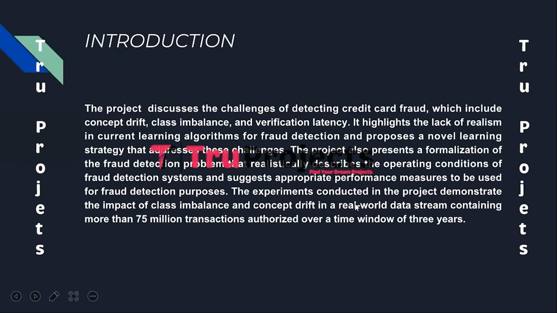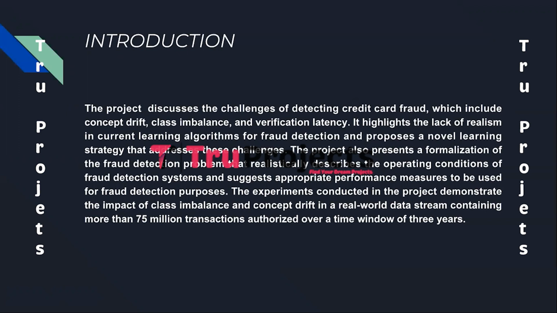In this video, we are going to explain a project titled Credit Card Fraud Detection, a realistic modeling and a novel learning strategy. The project examines the difficulties involved in detecting credit card fraud, including concept drift, class imbalance, and verification latency. It points out that current learning algorithms for fraud detection lack realism and proposes a new learning approach to tackle these challenges. The project introduces a formalization of the fraud detection problem that accurately describes the operational conditions of fraud detection systems and suggests suitable performance measures for evaluating fraud detection.